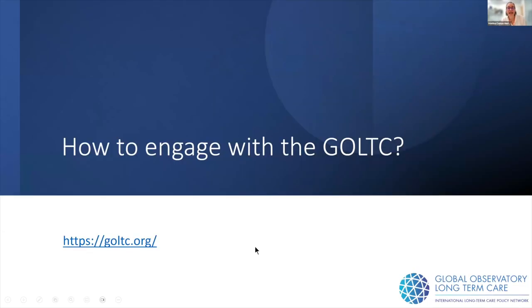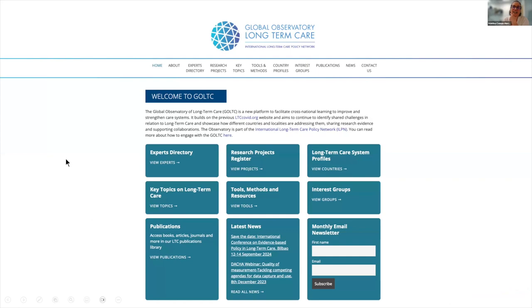And in terms of how to engage, well, the first thing you can do is to go to the website. Some of you know it already, some of you may not. On the website, there are different sections. We have an experts directory. We have a register of research projects where you can basically enter details of your research project, and it creates a mini web page where you can share outputs and make people aware of the work you're doing. We are also developing long-term care system profiles, and we have quite a few under development and some already online, covering at the moment Costa Rica, Greece, Sweden, and Japan. We also are gradually developing bibliographies on key topics on long-term care, and also the tools, methods, and researchers that help us do research. And in fact, this interest group is looking particularly at methods, which is very important for all of us working on research.